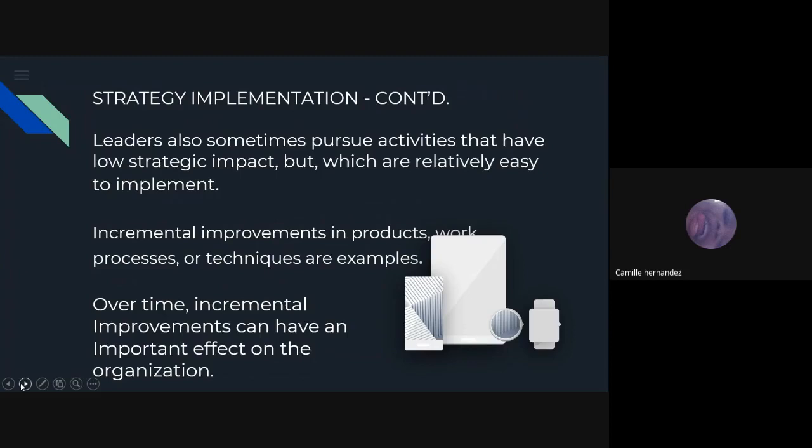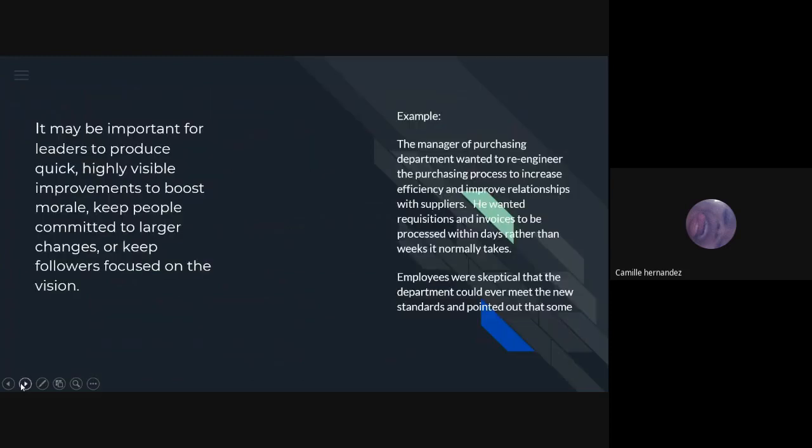Moving on, leaders also sometimes pursue activities that have low strategic impact, but which are relatively easy to implement. Incremental improvements in products, work processes, or techniques are examples. Over time, incremental improvements can have an important effect on the organization. It may be important for leaders to produce quick, highly visible improvements to boost morale, keep people committed to larger changes, or keep followers focused on the vision.